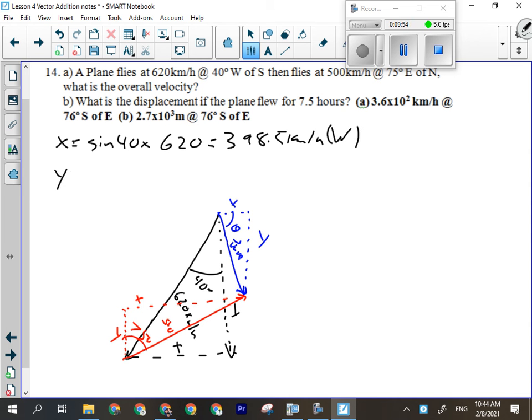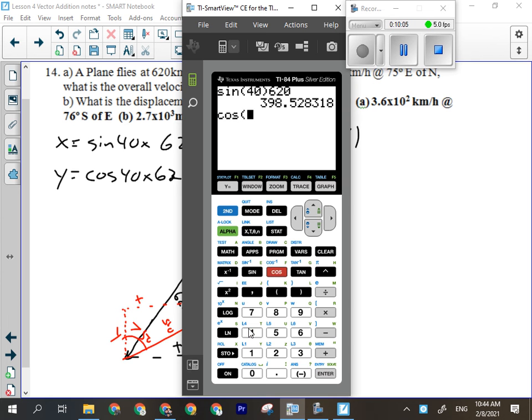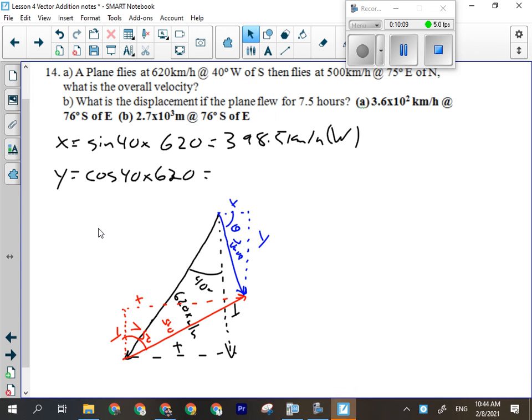Okay, then we're looking for y. Y is the adjacent side to the 40-degree angle, so that'll be cos of 40 times 620. Okay, so we're looking at 474.9 kilometers per hour, and that one is south. Okay, and then we have to do the same thing with the red triangle.